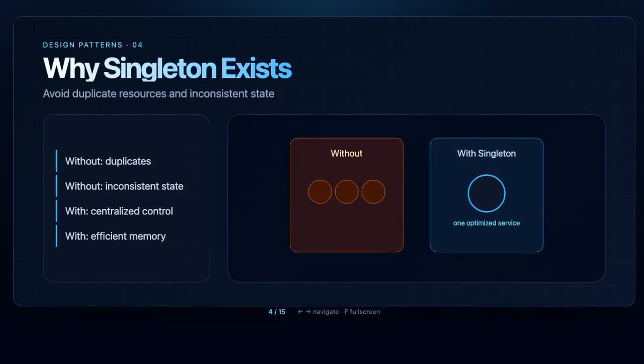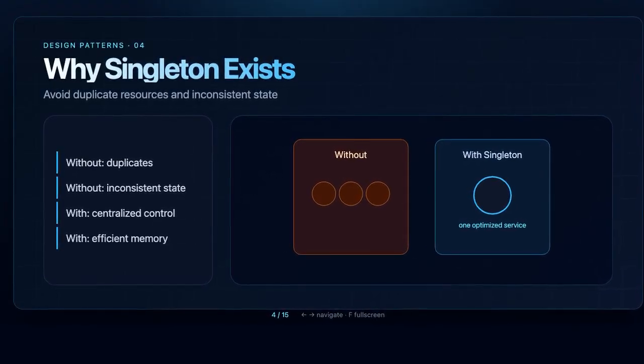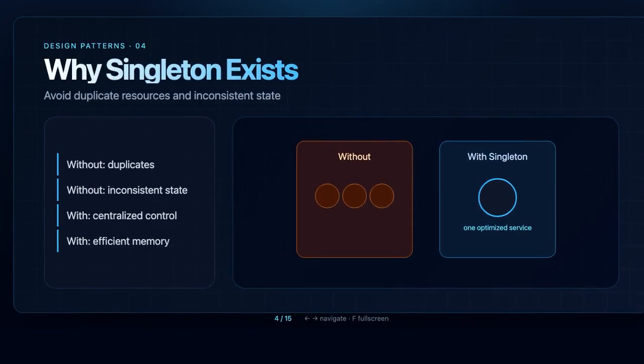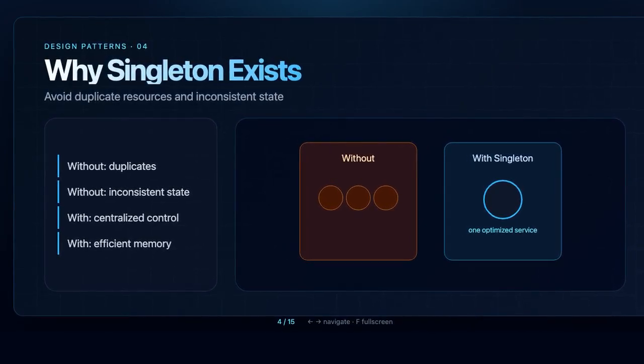Without Singleton, multiple parts of the application may create duplicate objects that can waste memory, duplicate expensive resources, and create inconsistent state. With Singleton, one optimized shared service becomes the source of truth. This is useful when the object represents a resource that should be centralized. The biggest engineering reason for Singleton is avoiding duplicated coordination logic. When state must stay consistent across modules, a single owner can be easier to reason about than many independent copies.